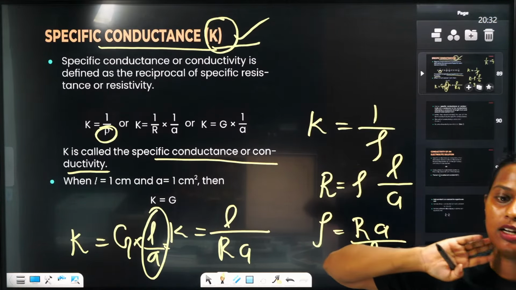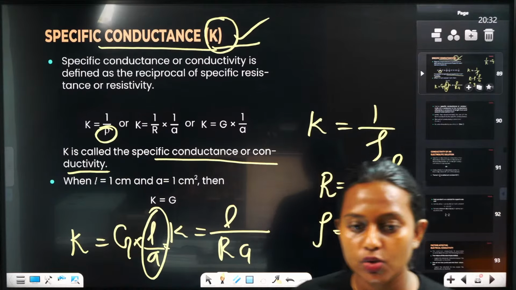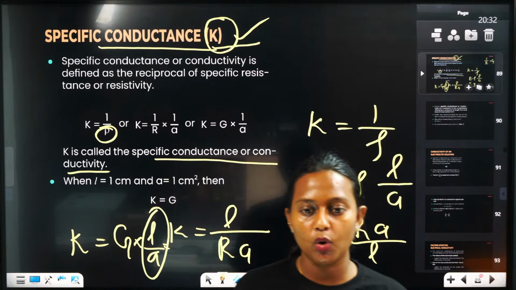I hope it's clear. Ma'am, one doubt. You said solve MCQ in Pro Master batch.